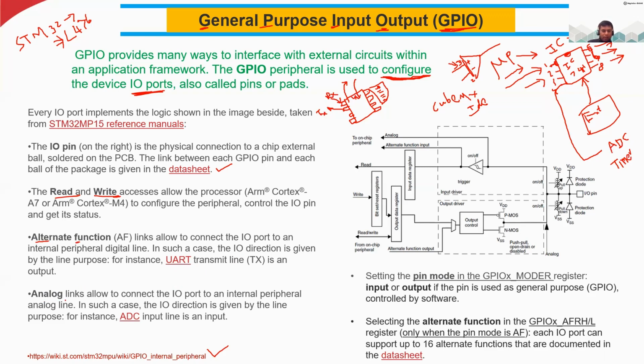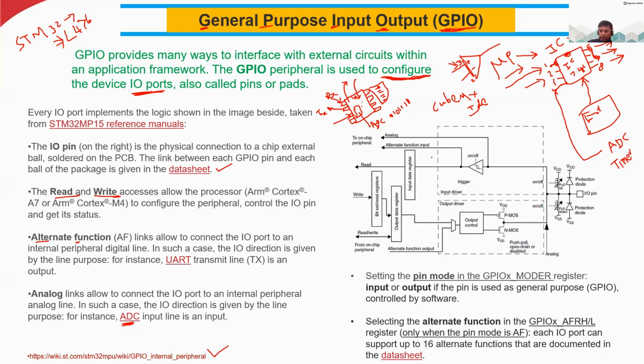Okay, so analog links allow you to connect the IO port to an internal peripheral analog line. You can just read this. ADC is one example. As I said, in the real world all the signals are analog, but we are giving this analog signal to the microcontroller. Inside the microcontroller, we have the inbuilt ADC, the analog to digital converter. It will convert this analog signal into digital and then process the data, because the memories and CPU can handle data only in terms of zeros and ones. So we must need this ADC, the analog to digital converter.